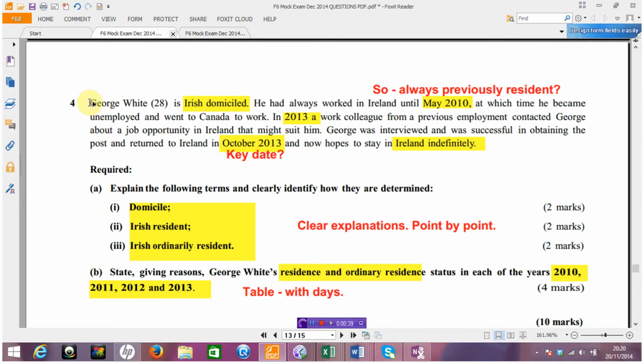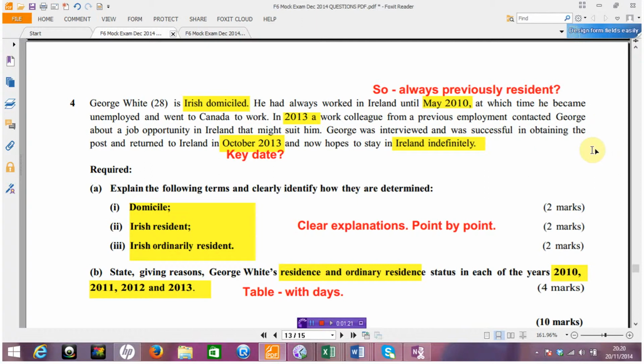Okay, in terms of the scenario, obviously not an overly long one, but it does provide us with some useful information in relation to George White. We see that he is domiciled in Ireland. He had always worked here, so that must mean that he was resident up until May 2010. That's quite significant. And then he went away to Canada to work for a period of time. And it looks as if his status changed in 2013, and he returned to Ireland on this date. So again, that's a key date, and he certainly hopes to stay indefinitely in Ireland. Okay, so some quite useful information here.